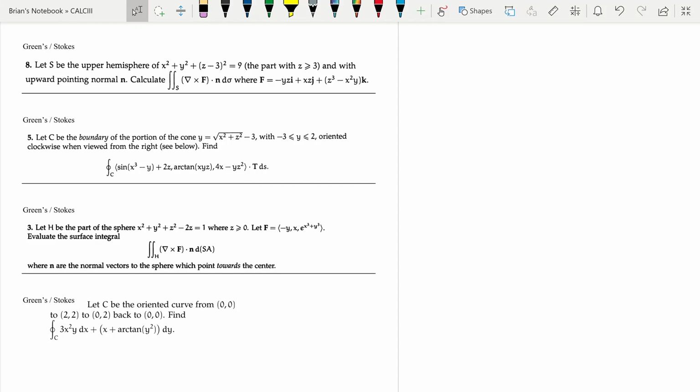I'll just sit here quietly for, let's say, like 30 seconds, and see if you can get it. It's just 4. You'll have Green or Stokes, so whatever you think it is, go ahead and reason that out for yourself.